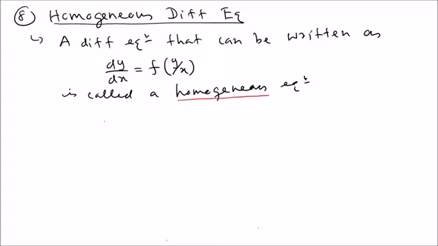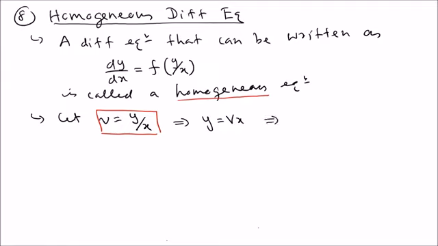So in this case, since you can write the differential equation as a function of y over x, we're going to pick that. So the solution method is, we're going to let v equal y over x. That is the special substitution we're going to pick. And then after that, we can write y equals vx. And then we can take the derivative. This is y prime. Just use the product rule, so you get v plus x v prime.